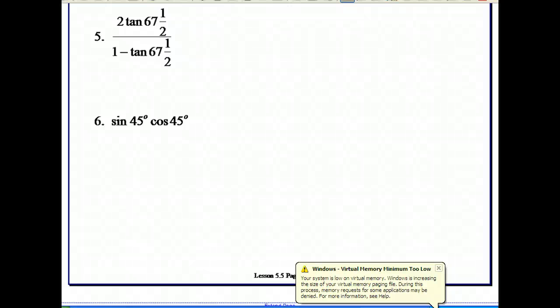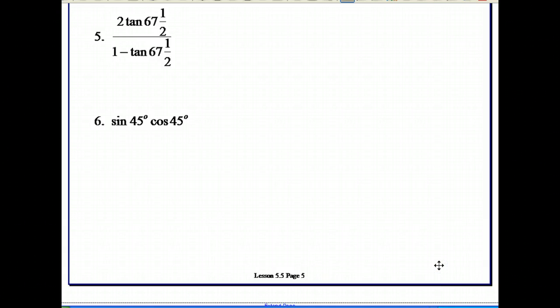All right, this is lesson 5.5. This is video 2. I could have probably squeezed it all into video 1, but I thought we'd just spread it over 2. So here's the next one, number 2.